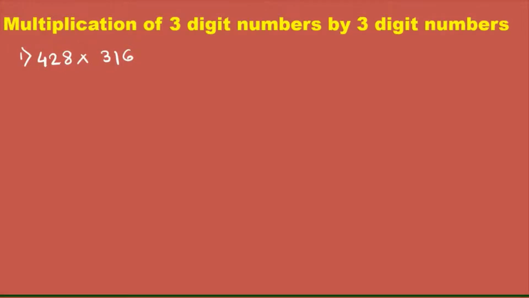So the first thing we need to do is line this problem up. So we have 428 times 316. Make sure you line up all your places. So 8 and 6 are lined up because they are in ones place. Then 2 and 1 are lined up because they are in tens place. And then 4 and 3 are lined up because they are in hundreds place.